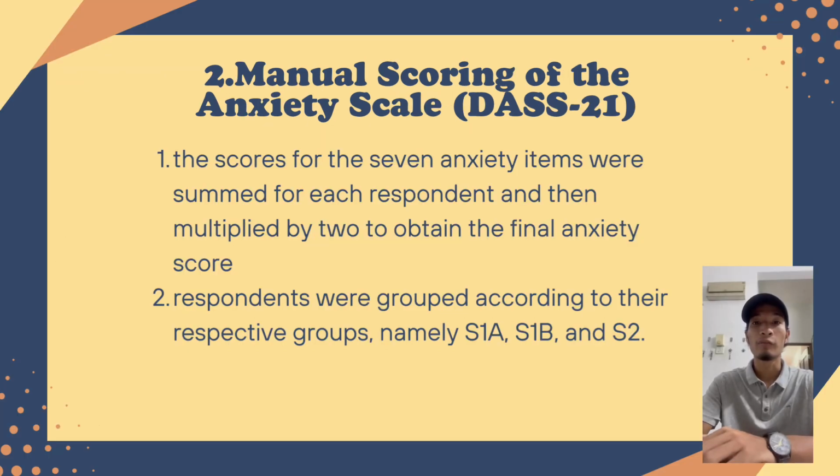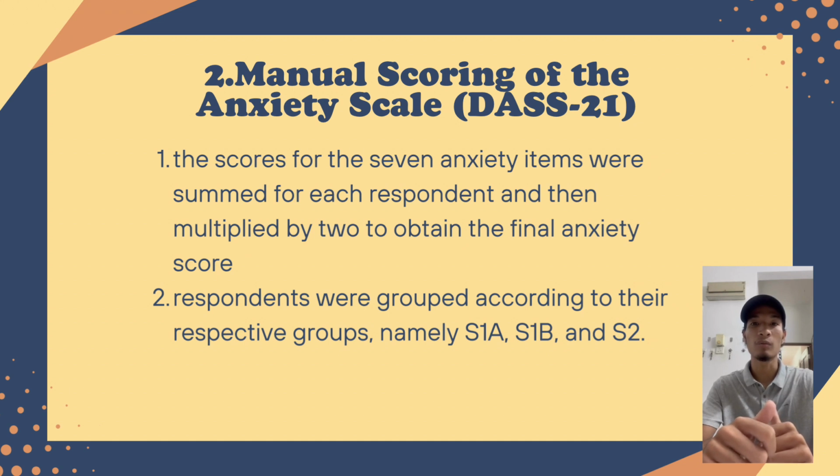The anxiety level of respondents was measured using the anxiety subscale of DASS21. This subscale consists of 7 items, namely item 2, 4, 7, 9, 15, 19, and 20. Each item is scored on a 4-point Likert scale ranging from 0 to 3. Following the manual scoring guidelines, the scores for the 7 anxiety items were summed for each respondent and then multiplied by 2 to obtain the final anxiety score.